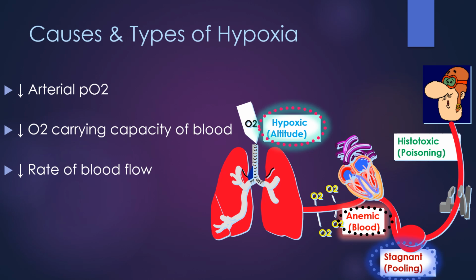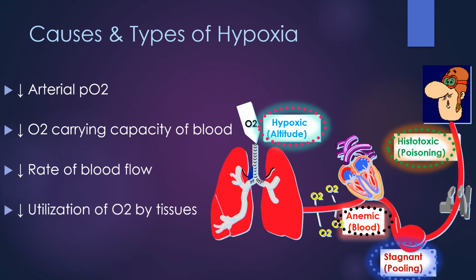And then stagnant hypoxia. So this is when there is decreased rate of blood flow to the tissue. So the rate of blood flow decreases, due to various clinical conditions. And then finally, histotoxic hypoxia or poisoning hypoxia. So when there is enough oxygen, but there is decreased utilization of oxygen by the tissues. So this is because of the decreased utilization. So this is histotoxic hypoxia.